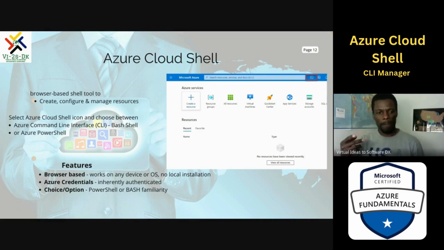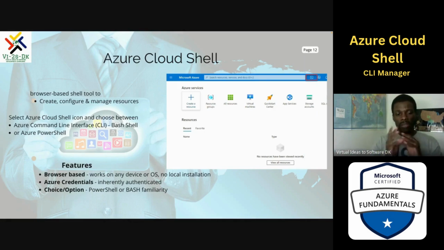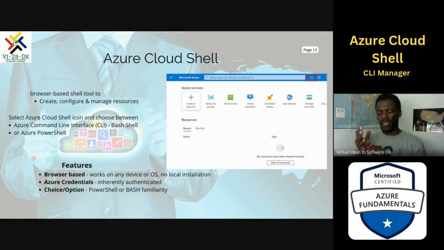Both of these are command line interfaces, which is separate from the graphical user interface we just talked about with Azure Portal. Now, some of the features that make this Cloud Shell very useful is you have the choice to choose between bash or PowerShell. Bash is the command line that is mostly popular with Linux and Mac operating systems. Meanwhile, PowerShell, before, was really popular with Windows, but now it's been made cross-platform, so you can use it on any operating system.